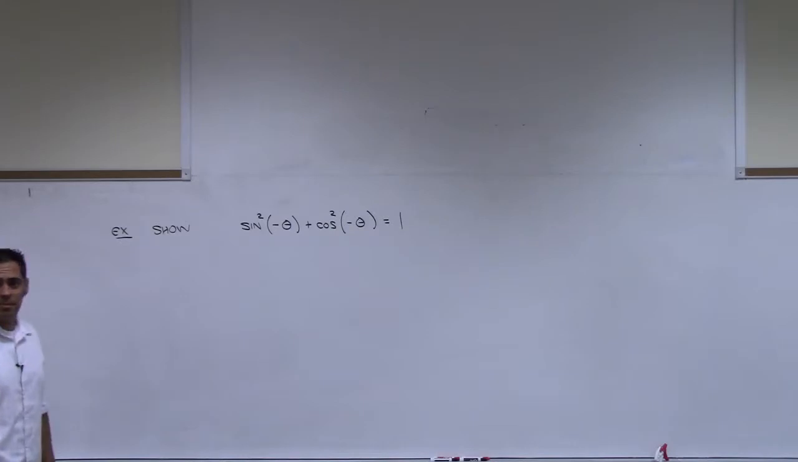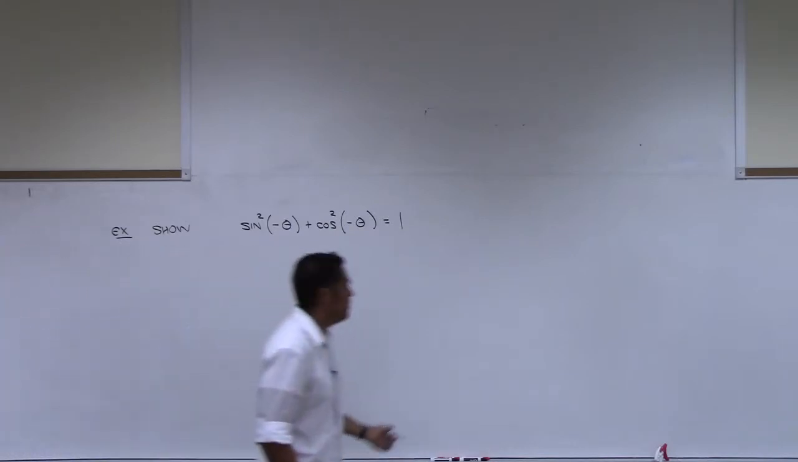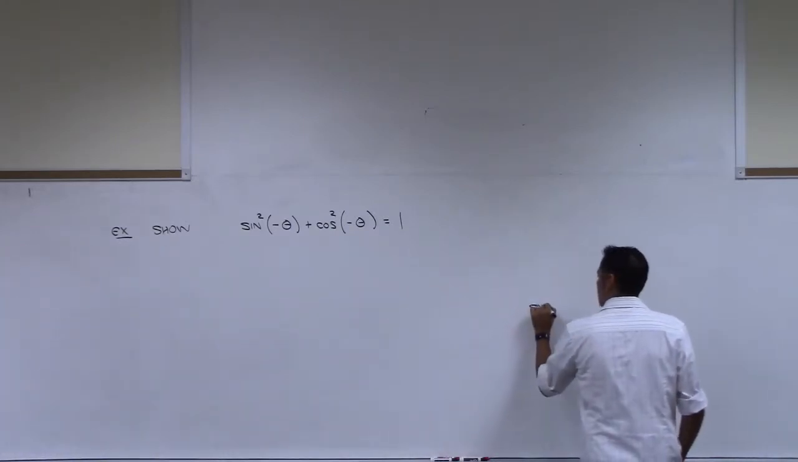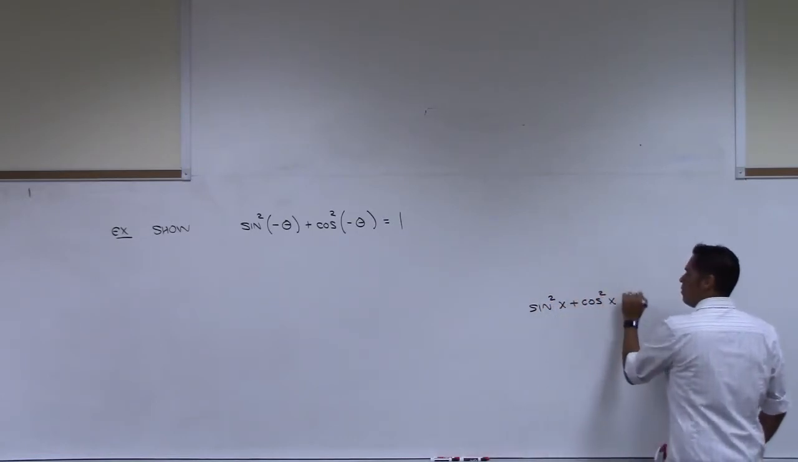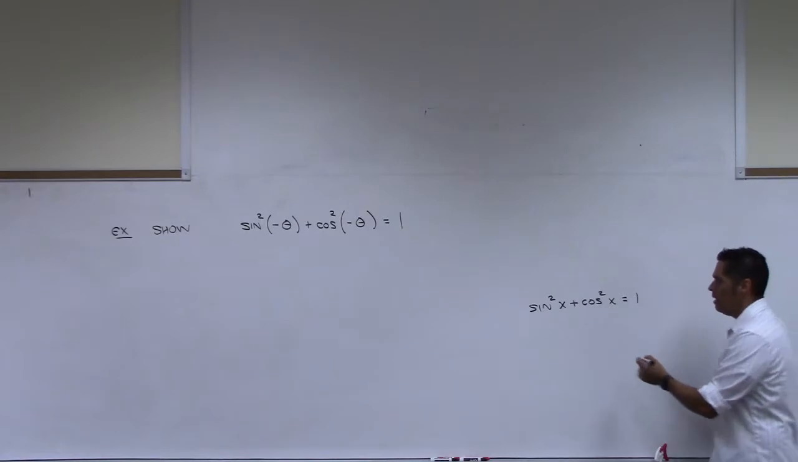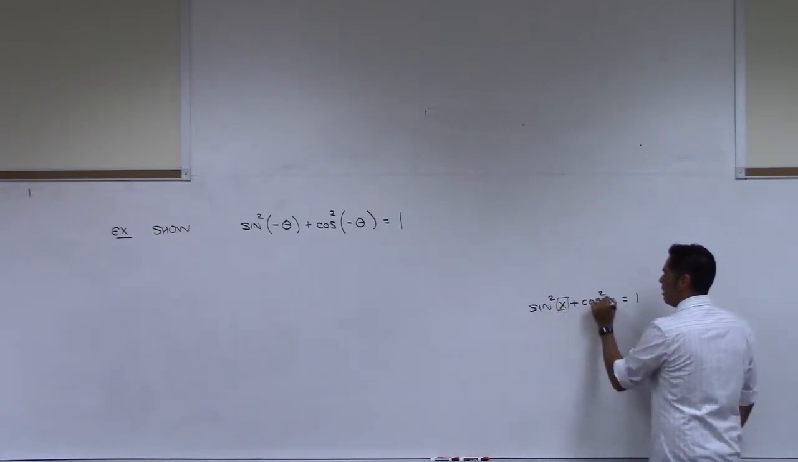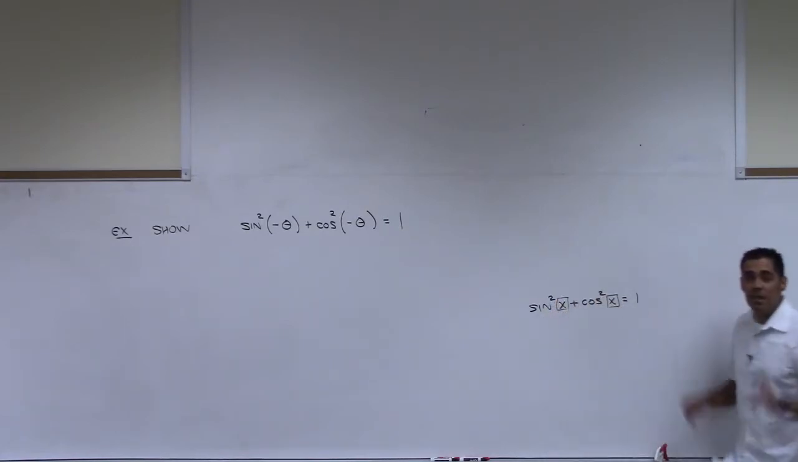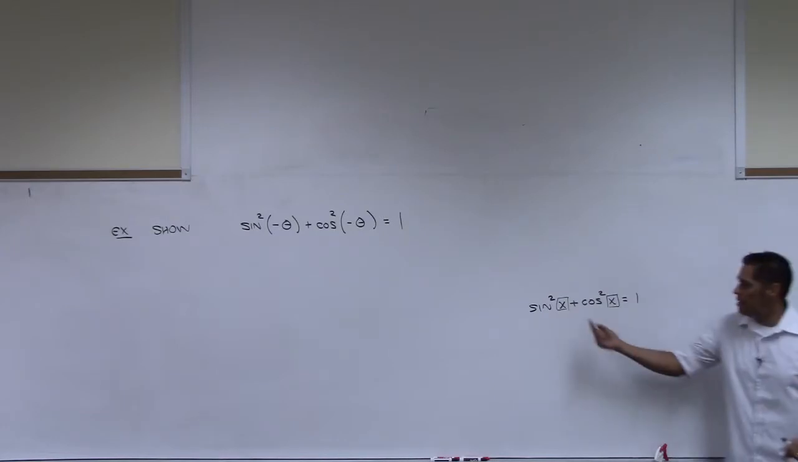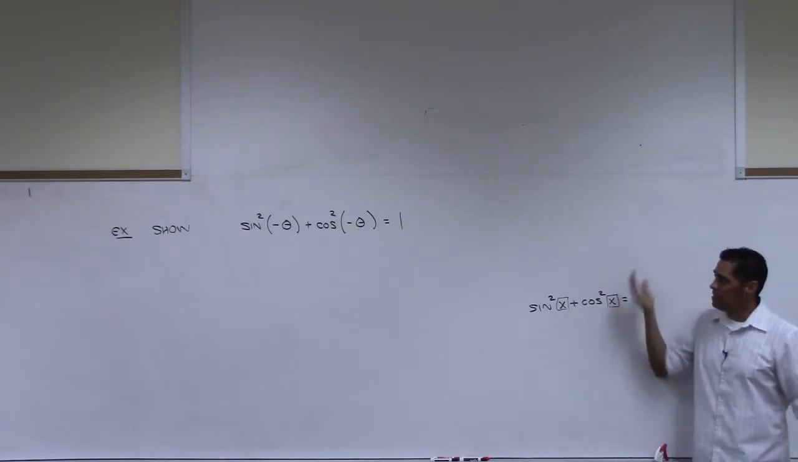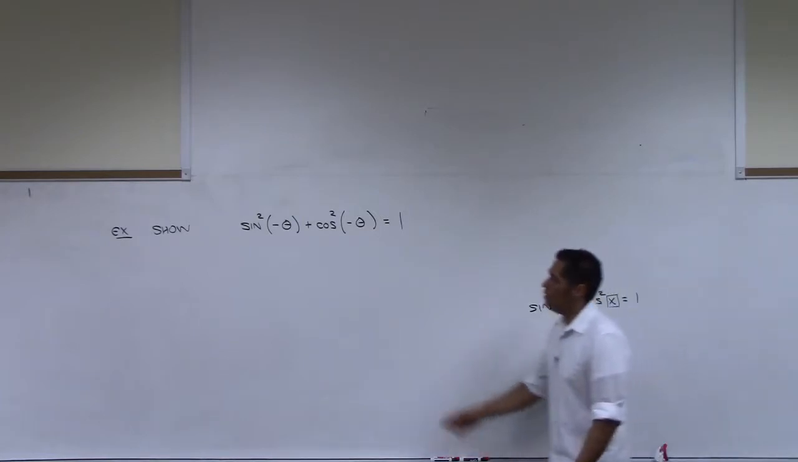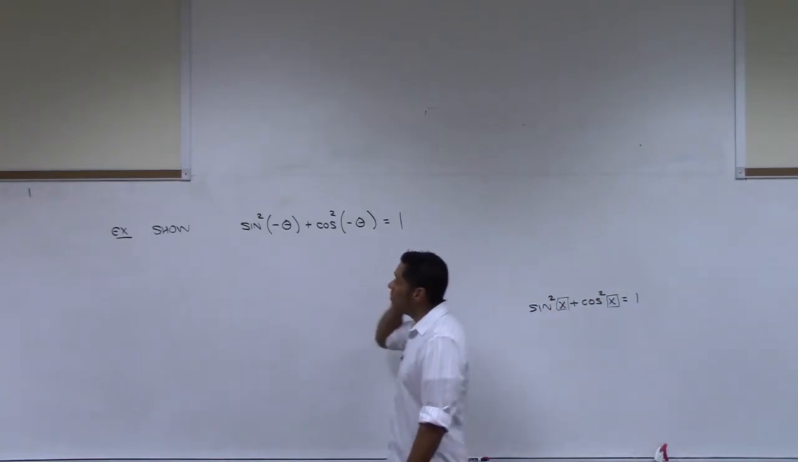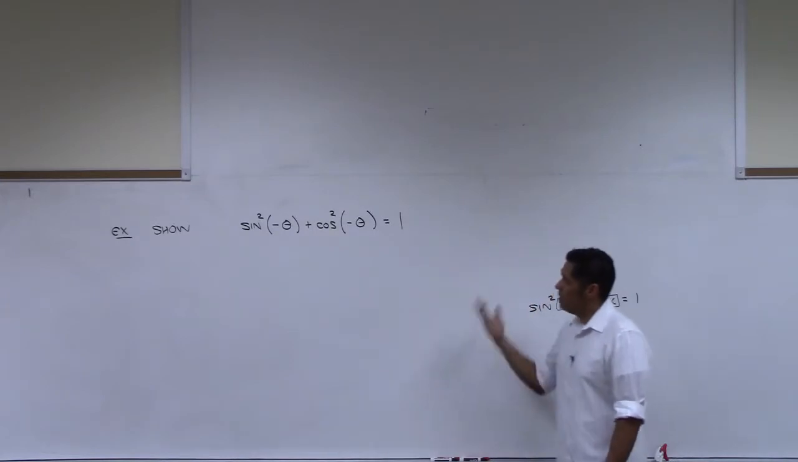This one is just because of the Pythagorean identity. The Pythagorean identity says sine squared x plus cosine squared x equals 1, right? That's our Pythagorean identity, and x is anything. Doesn't matter what that is, but they have to be identical. So whatever this is, this has to be the same. That's exactly what we have going on here, don't we? You could call this negative theta x, and then you have it.